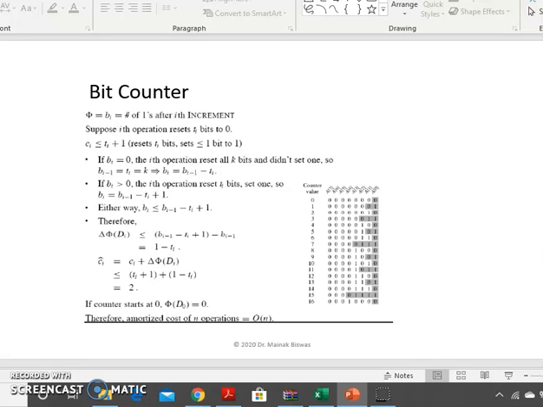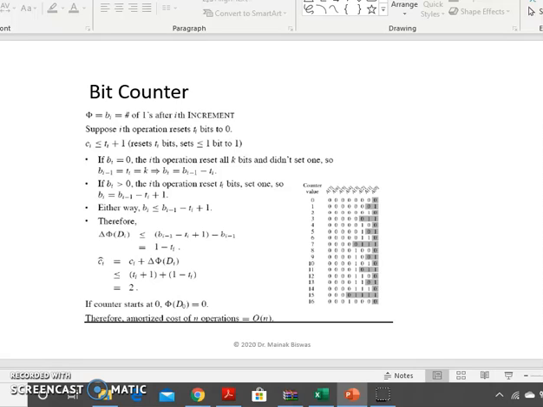After the ith operation, if bi is equal to 0, the total number of ones is 0, then the ith operation resets all k bits and did not set 1. So bi minus 1 is equal to ti, which is equal to k. It resets all k bits, and basically all ones become zeros. Now if bi is greater than 0, the number of ones is greater than 0, the ith operation resets ti bits and sets 1.